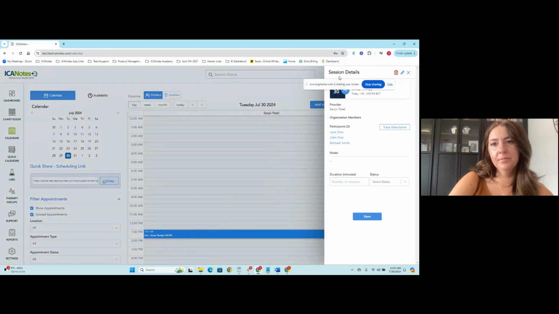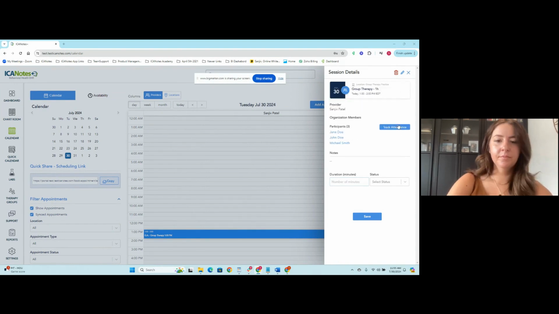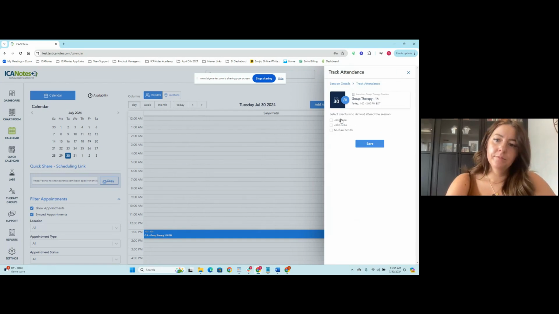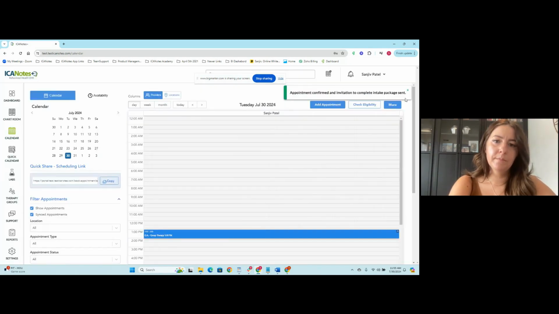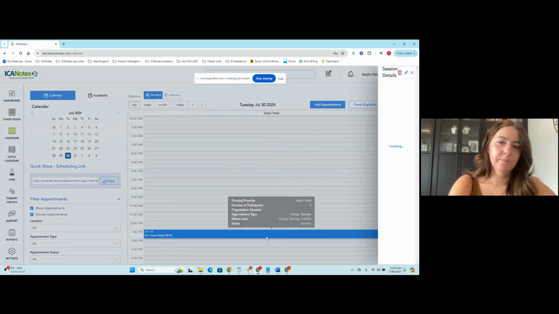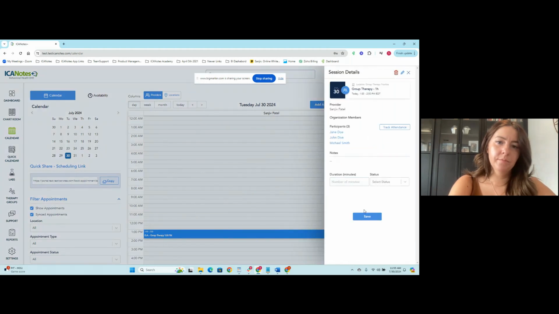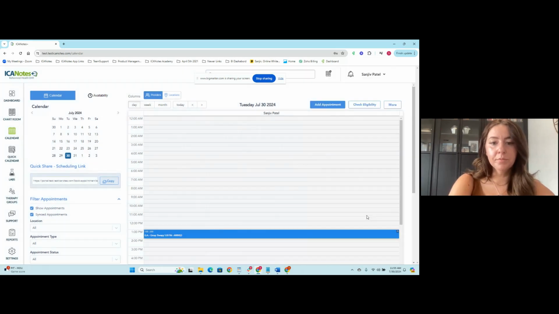If I click on it, I can actually track attendance of the participants of the group. So I click on track attendance, and I can select the clients who did not attend the session. So I can select Jane Doe did not attend the session. If I click save here, you'll notice that that's now saved in the system. And if I go back to it, you'll see it's there. And I can say that the participants have arrived.